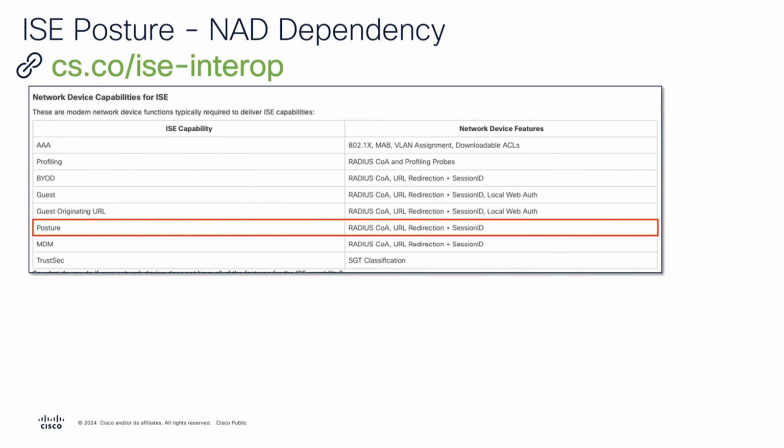If you go and look at the cs.co ISE interoperability of network access devices, the network access device interoperability shows you the different network access device features which are dependent on a specific service. Look at this, posture service is dependent on RADIUS CoA, URL redirect, and session ID. So for the posture service to work, your network access device is supposed to support RADIUS CoA, URL redirect, and session ID.